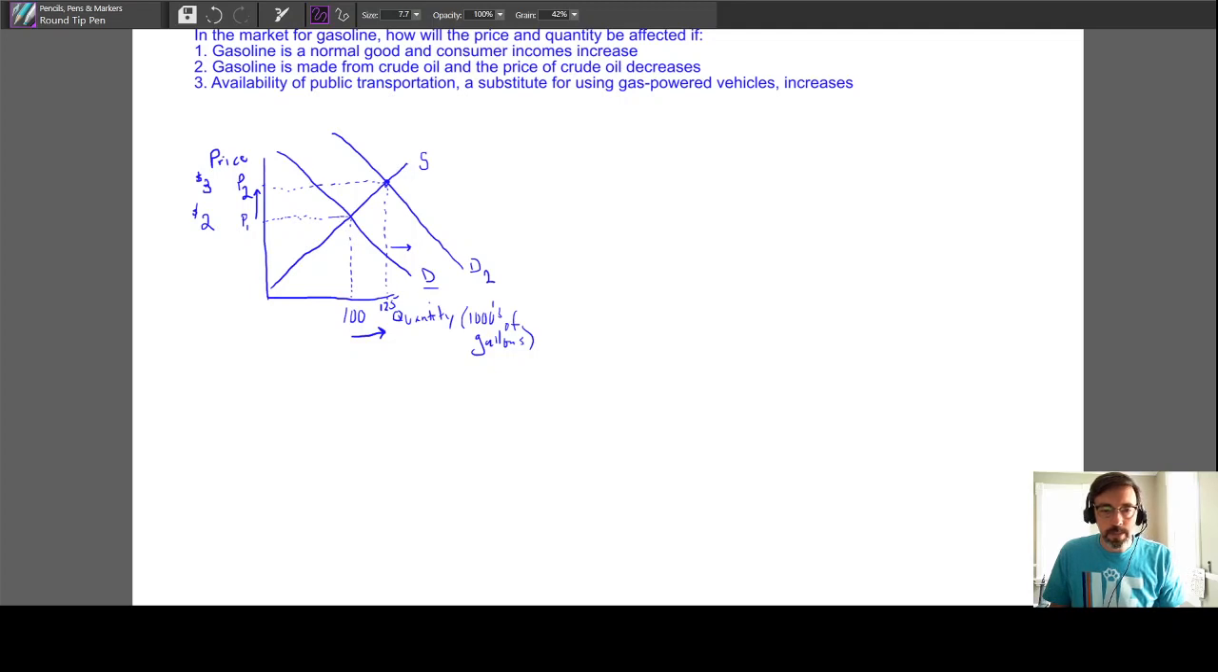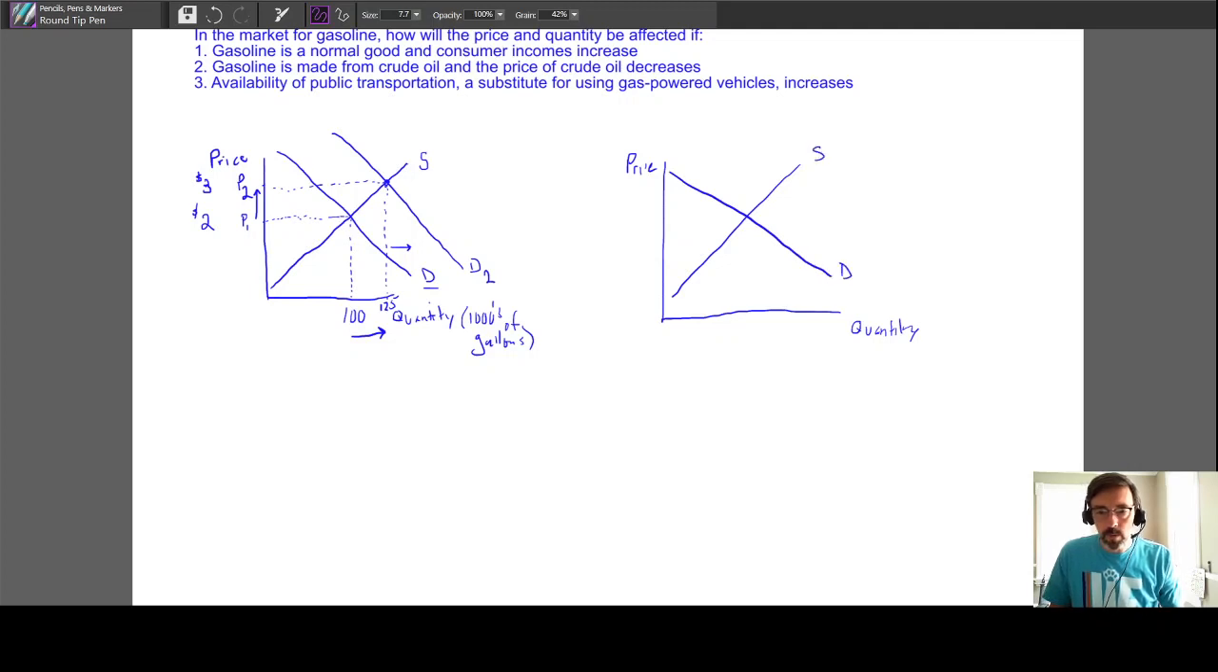For number 2, gasoline is made from crude oil and the price of crude oil decreases. Again, starting point with any one of these questions is draw the graph. Even before you read it, you can assume if we're talking about a market, we're talking about supply and demand. So go ahead and draw a supply and demand graph. So we have price, quantity, and supply and demand.